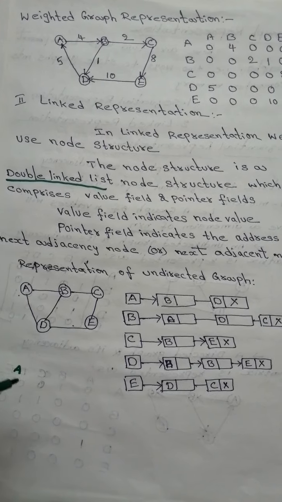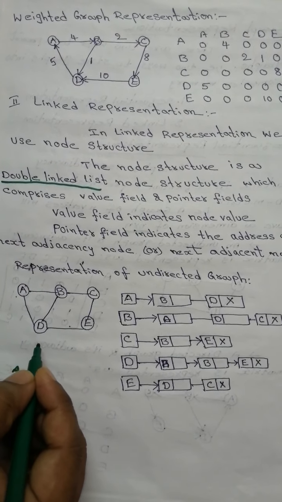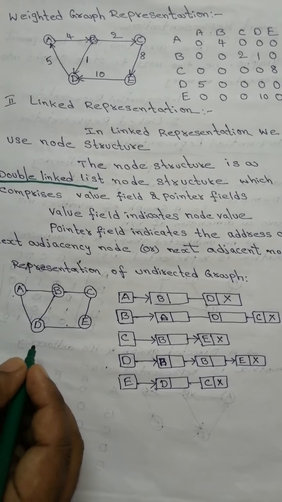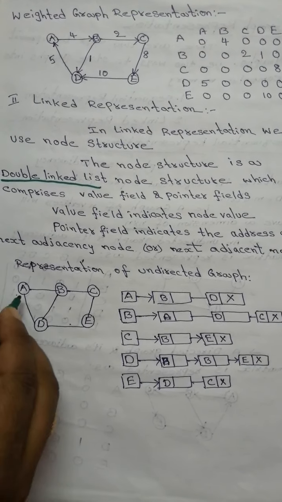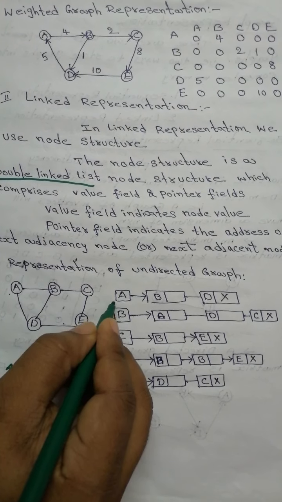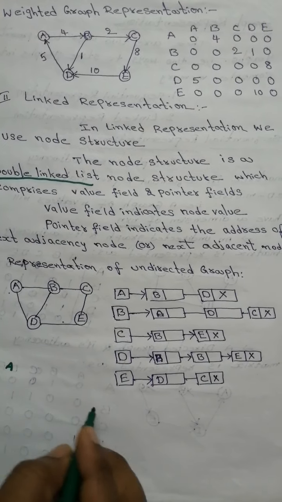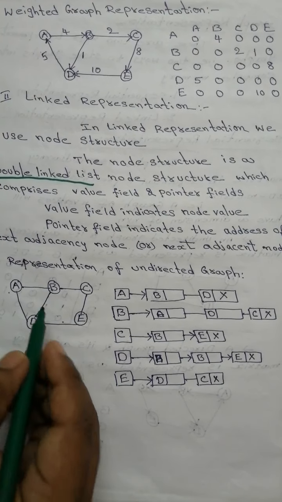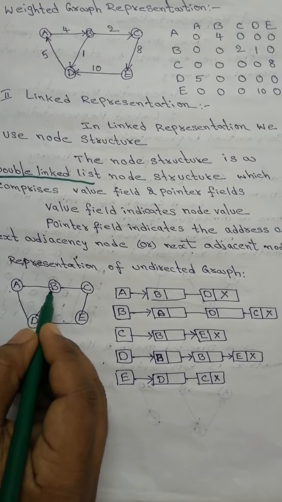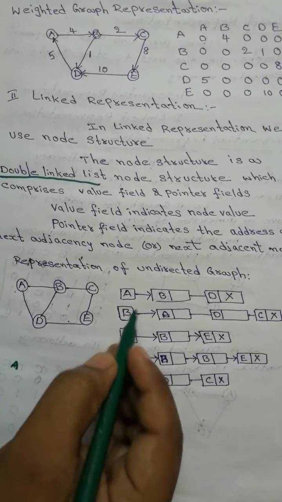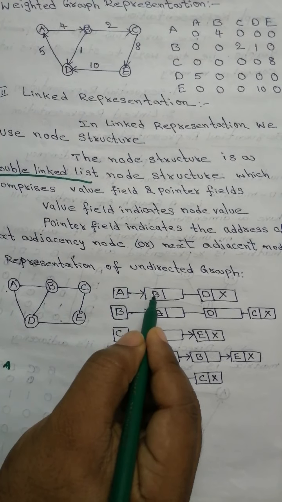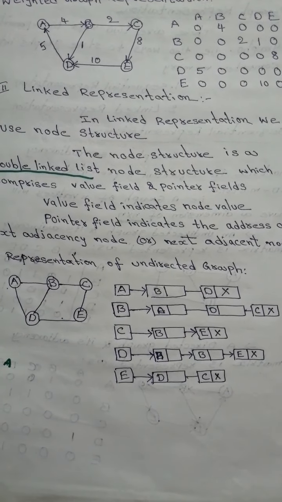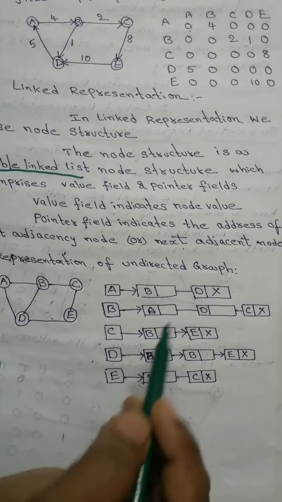Now consider here, check here. This is an undirected graph, where we are representing this undirected graph in a linked representation. This is the starting node A, and this is the node value. Now what are the other nodes we need to store? A will have adjacency nodes B and D. So A will have B, and then A will have D. After D there are no adjacent nodes to A, so it will be represented as null.